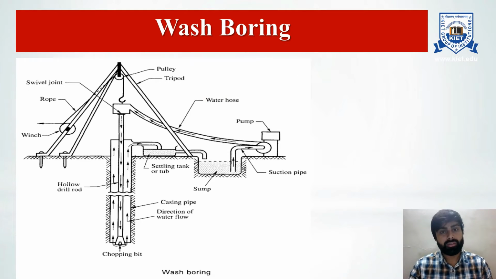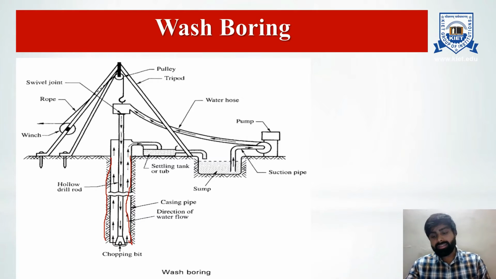The next one is wash boring. The arrangement is shown in the figure. The hole is drilled by first driving a casing about 2 to 3 meter long, here we put the casing, and then inserting into it a drill rod with a chisel shaped chopping bit at its lower end. This is a chisel shaped chopping bit.